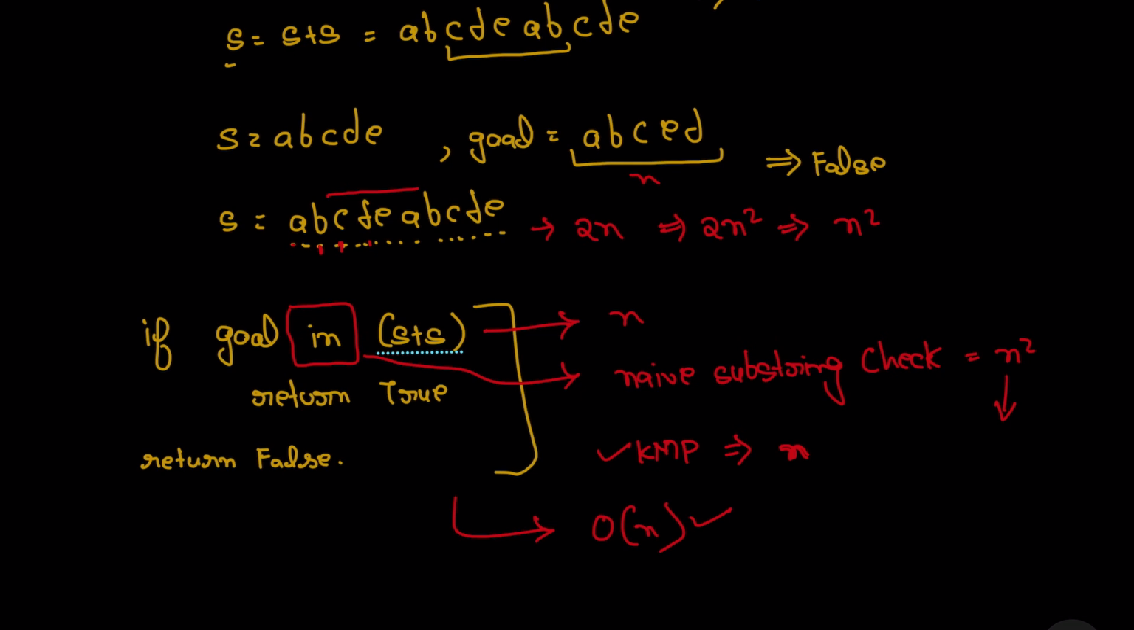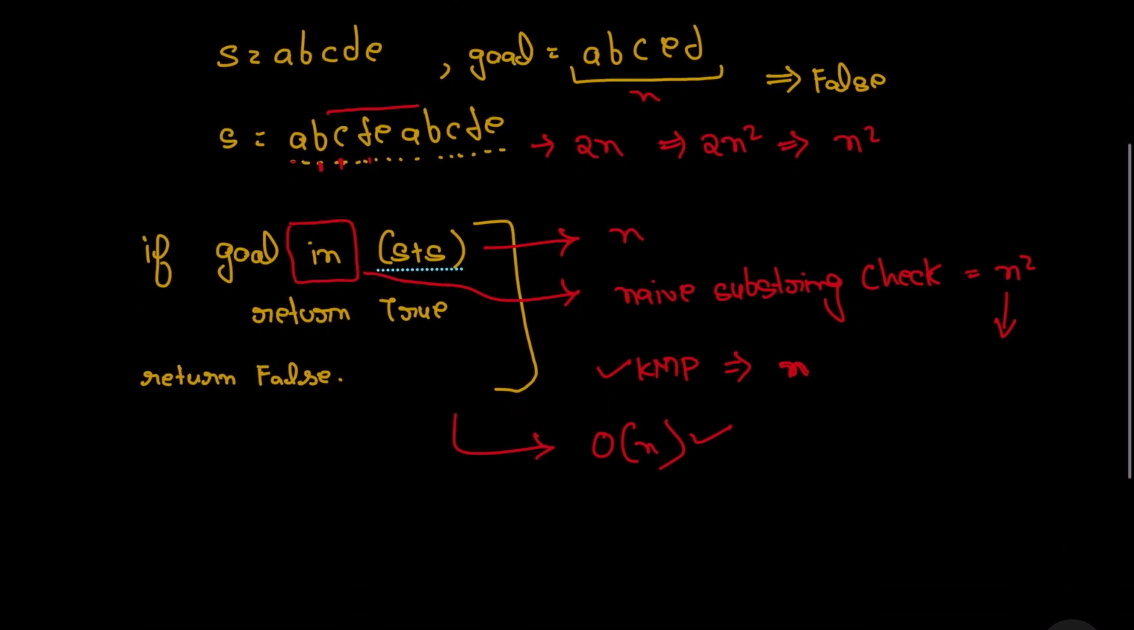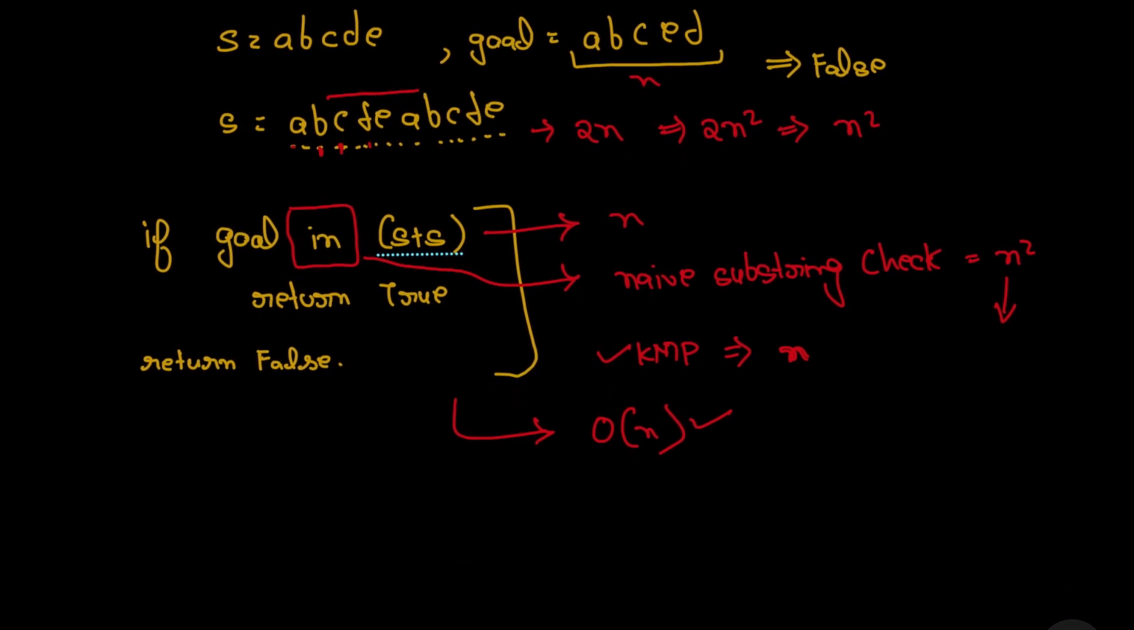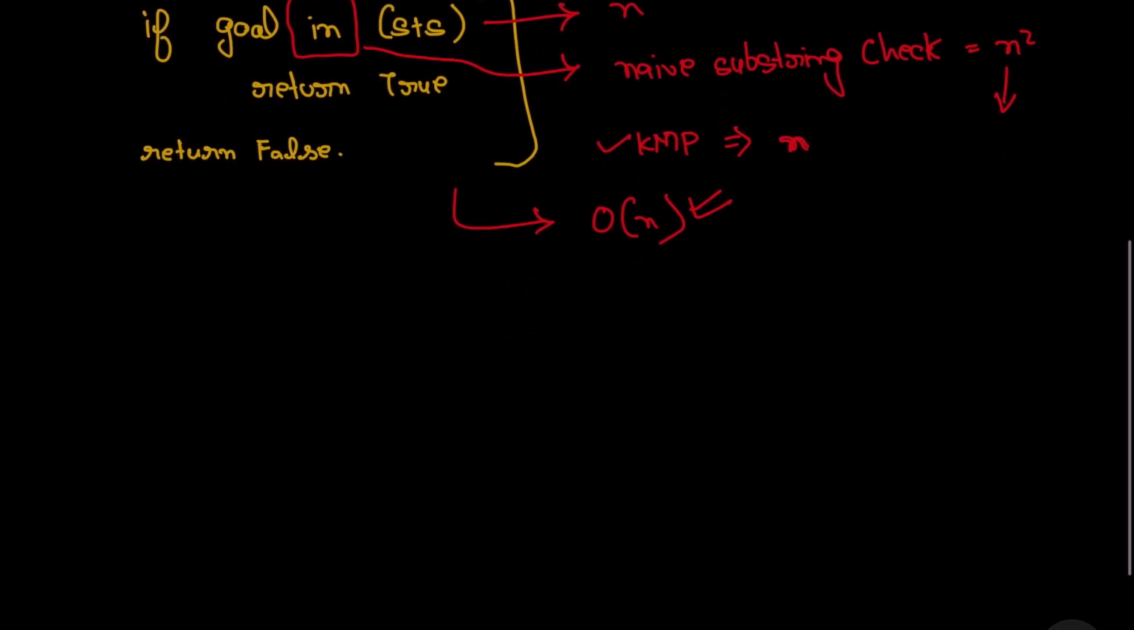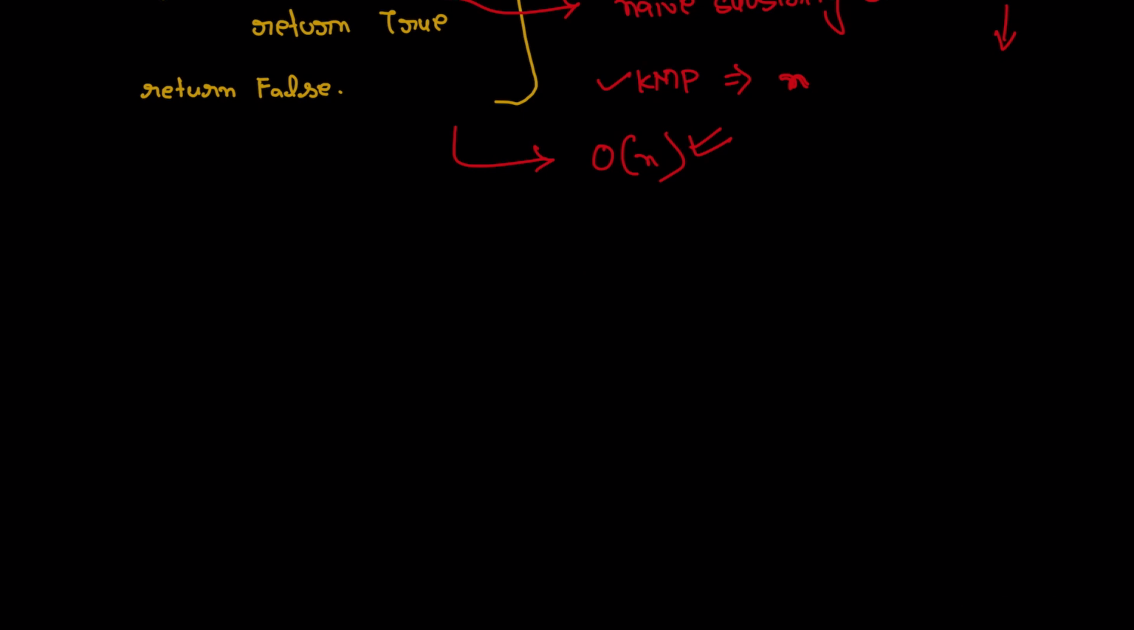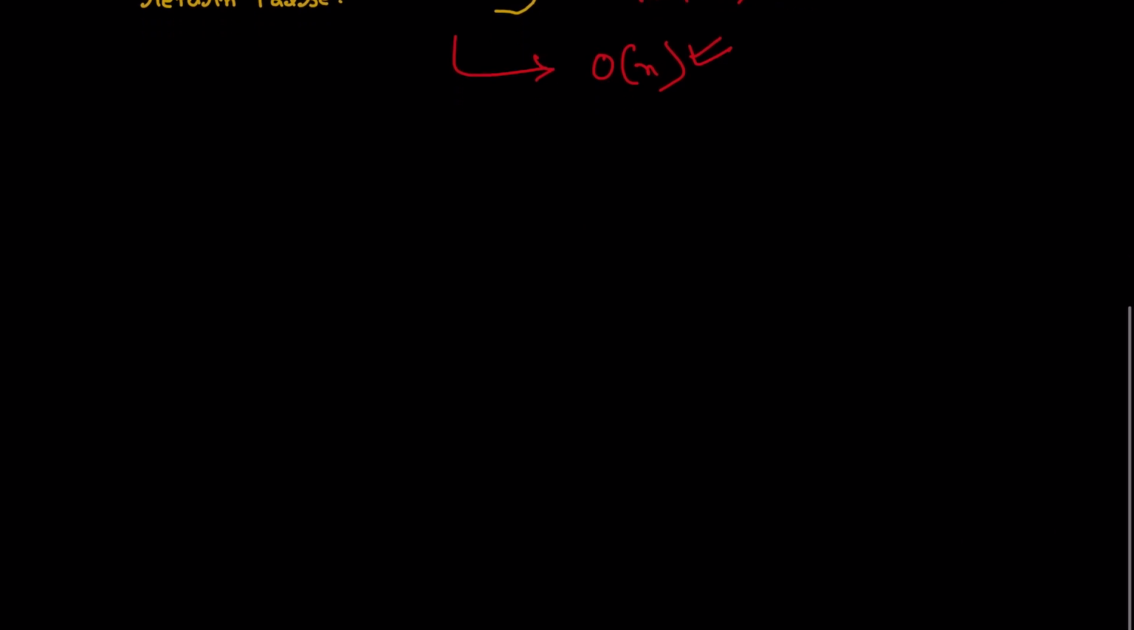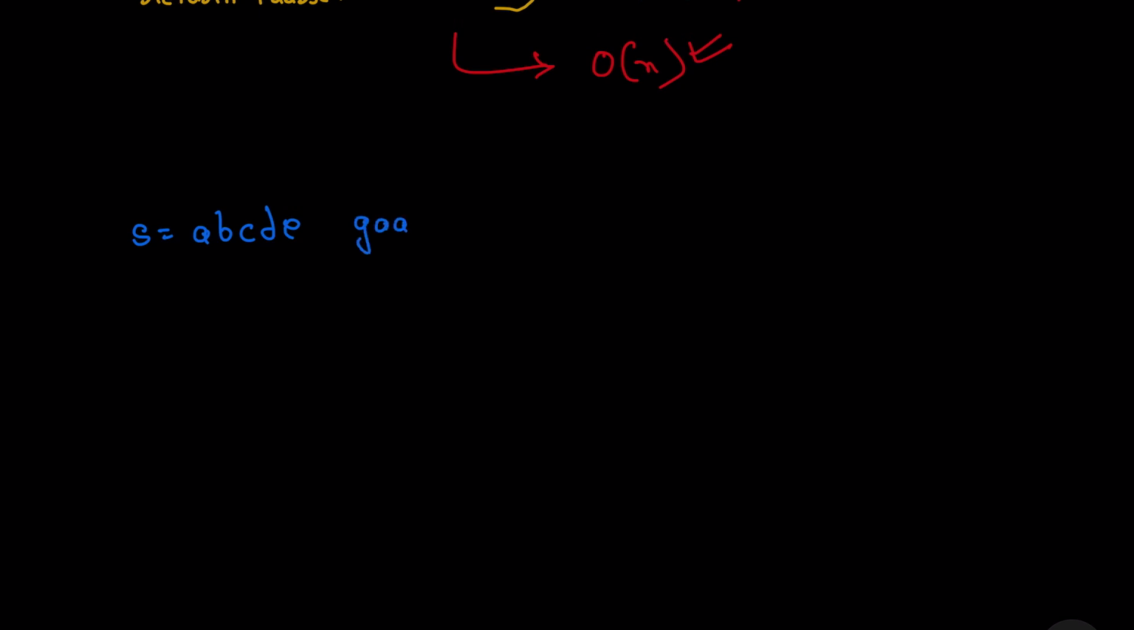Now, let's try to figure out if there is some other way to get the complexity of O of n only, but without doing this substring check. We happen to have one solution. Let us see what that is. Again, let's jump back to the problem statement. I have one initial string, A, B, C, D, E, and I have one goal that I need to achieve, and this is C, D, E, A, B.